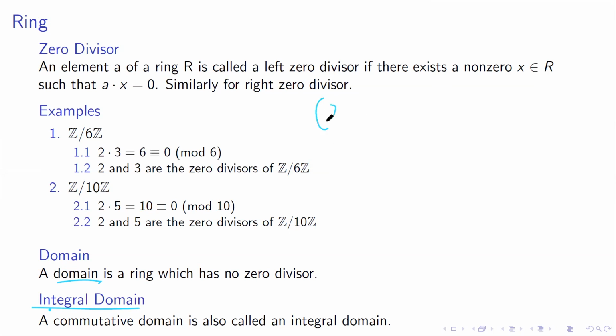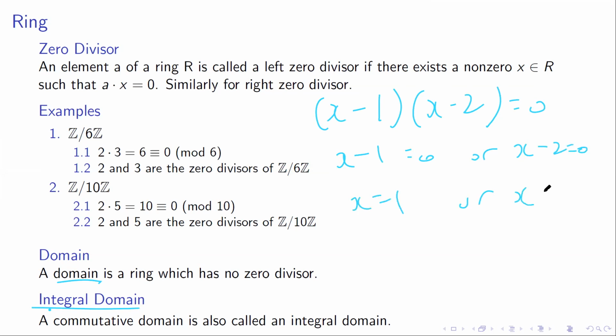We know that, for example, if we have (x - 1)(x - 2) = 0, then x - 1 must be equal to 0, or x - 2 must be equal to 0, right? So x is equal to 1, or x is equal to 2. Why can we have this kind of conclusion that only these two roots exist?